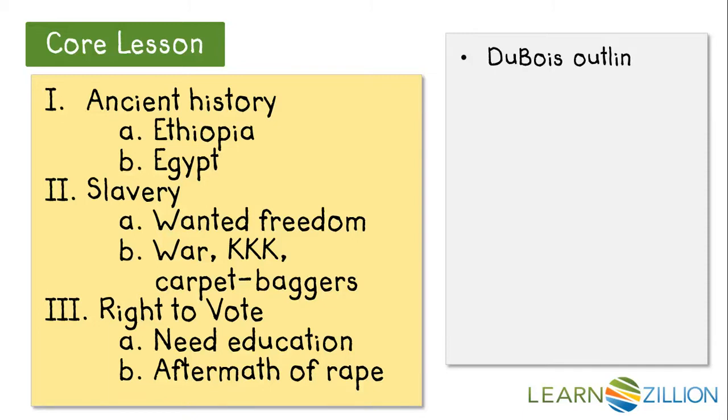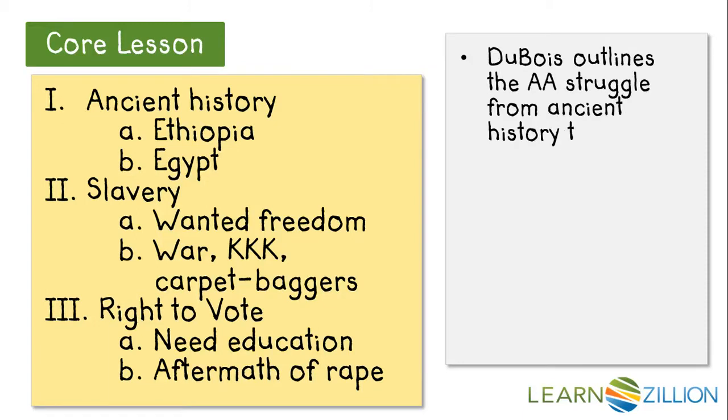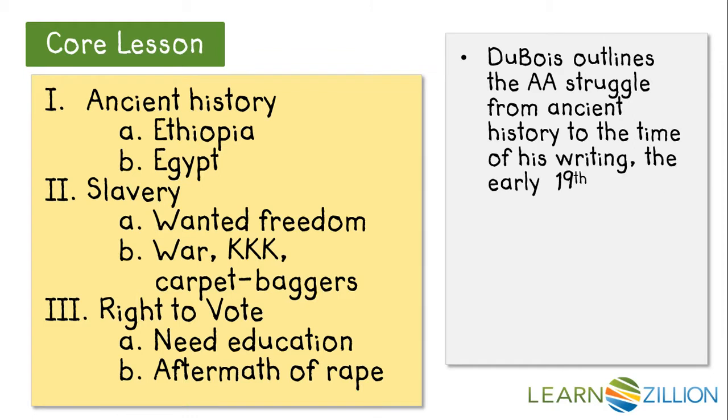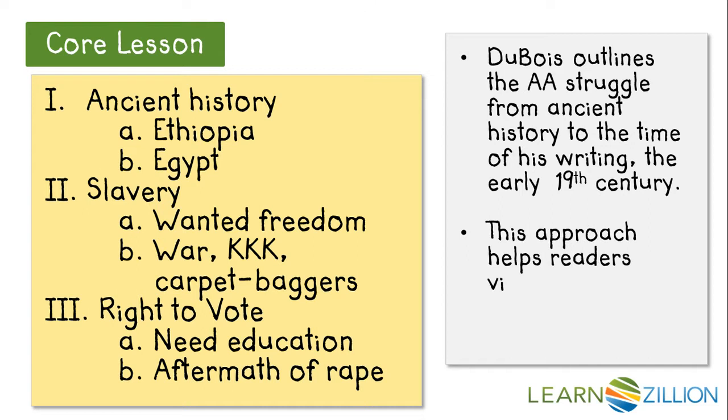And I see that Du Bois is outlining the African American struggle from ancient history to the time of his writings in the early 19th century, and that this approach helps readers visualize the scope of the problem. So he's using history to show how the struggle started from ancient times all the way down until the time of his writing, the early 19th century.